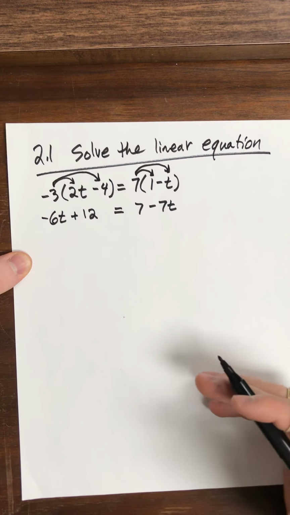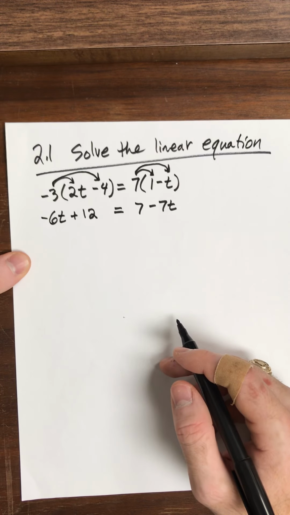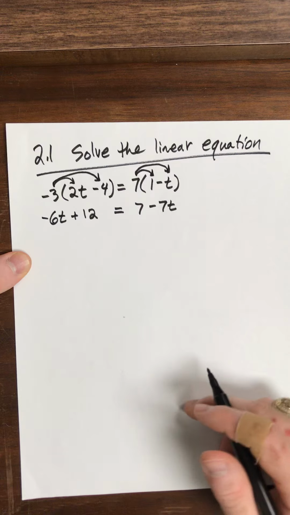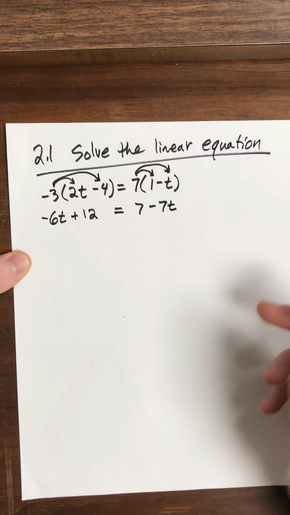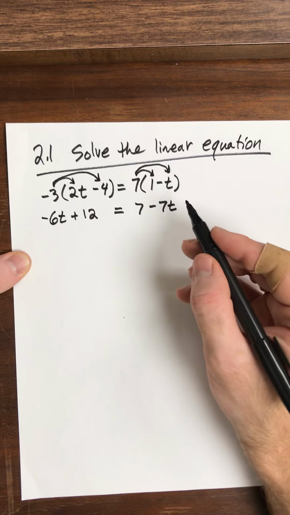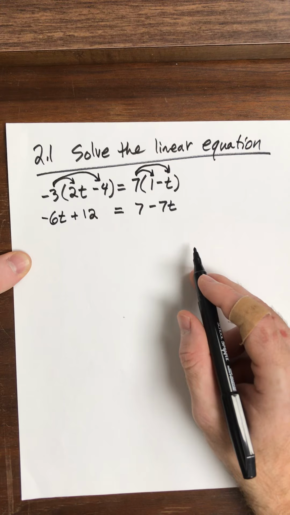It doesn't matter which side, we just gotta pick a side, all right? Typically, I'll move mine over to the left side, but if you're trying to keep it positive, you know, maybe you need to move it to the right. But let's just move one, okay? So how do we move something? We've got to do the opposite of whatever the operation is.